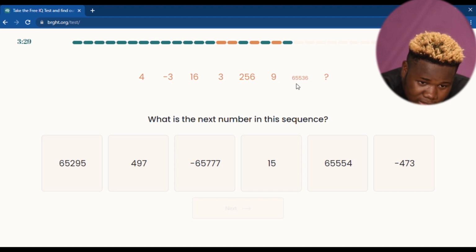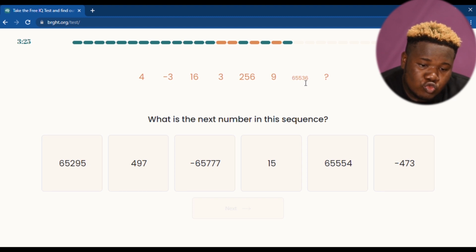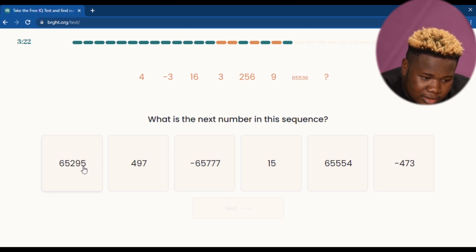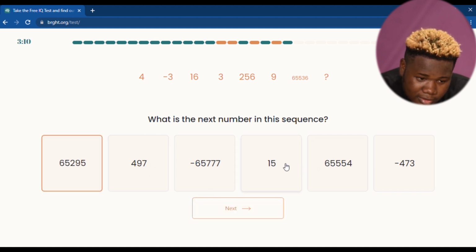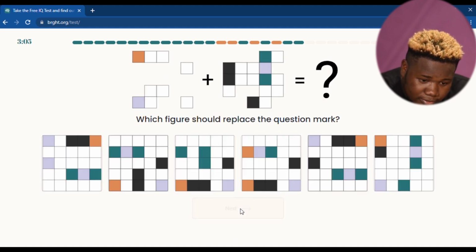So let's go with 65529. Is there anything like that? No, there's nothing like that, obviously. This is an L. Let's go with 15. Take an L.